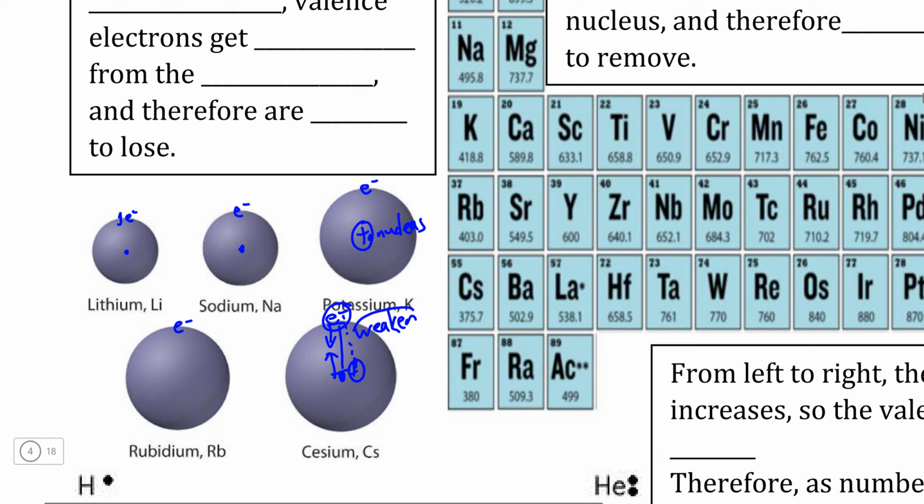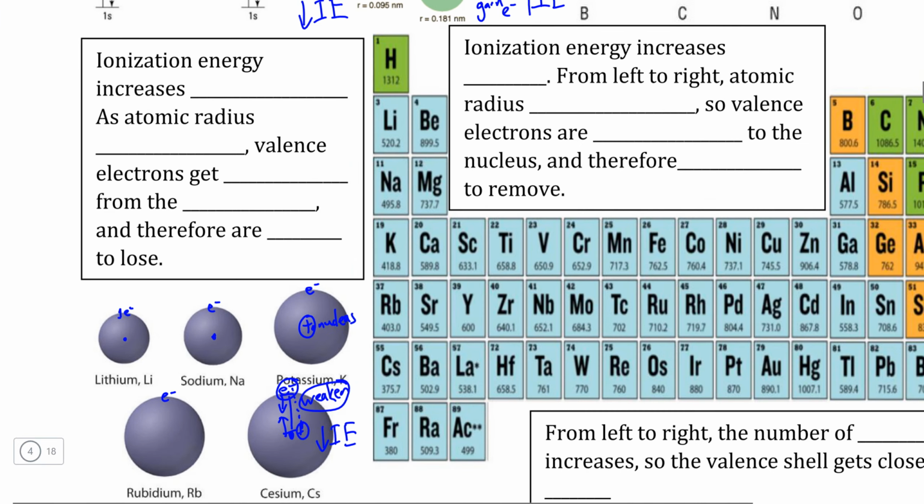Now, if this attraction between the nucleus and the valence shell is weaker, does this require more or less energy in order to remove? Well, that answer would be less. A weaker attraction means that it takes less force in order to separate this electron, meaning a lower ionization energy. And this is why we say that ionization energy increases upwards.